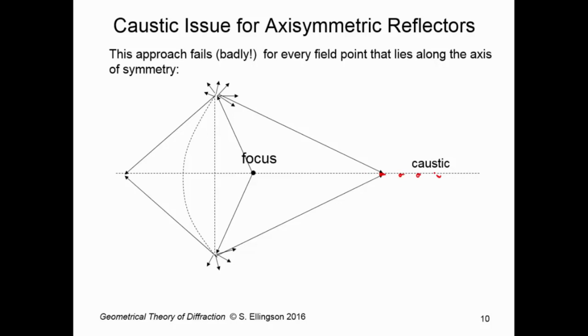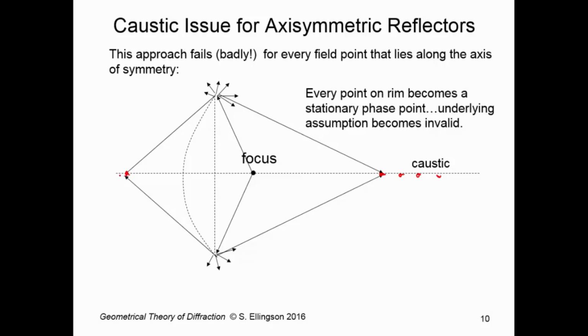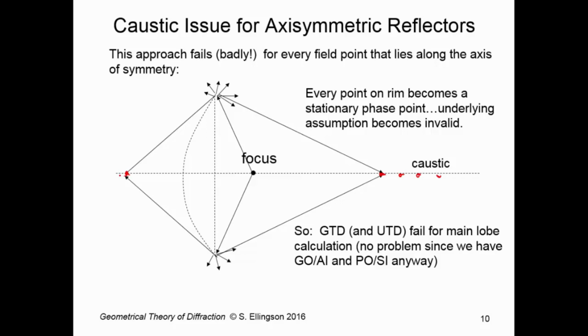And not only do we have that in the front of the reflector, but we also have it behind the reflector. So again, every point on the rim becomes a stationary phase point, and the underlying assumption that we can reduce the integral into a discrete number of contributions becomes invalid. As a consequence, GTD, and subsequently also UTD, fail for main lobe calculation. Now this is really no problem, since we have methods such as GeoAI and physical optics surface integration that work for the main lobe. And it's a little bit ironic. GTD, UTD work for the far outside lobes, but they don't work for the main lobe, whereas these other techniques work for the main lobe, but not for the far side lobes.